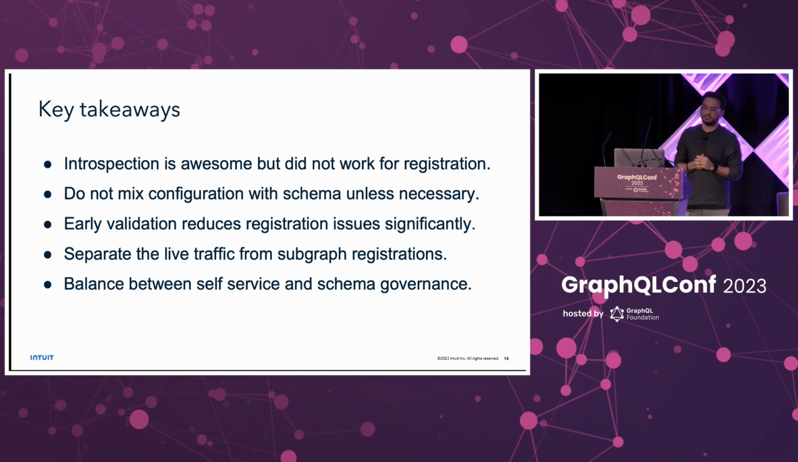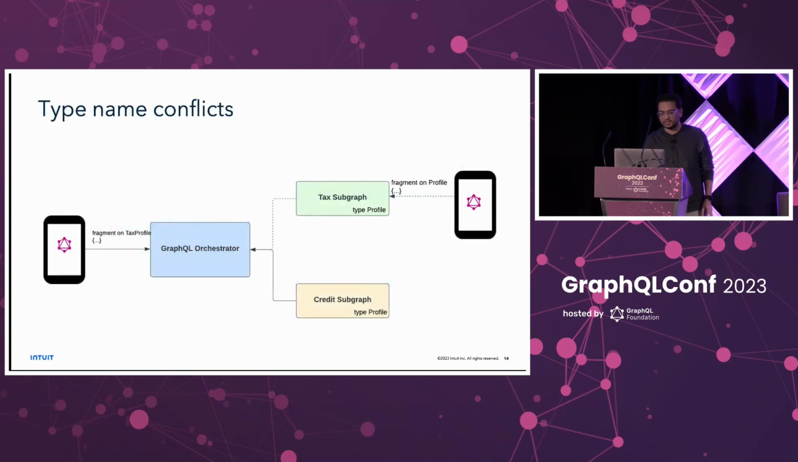The other thing I want to point out is that there needs to be a balance between how long you go with self-service and how much schema governance you can do. One example I would like to share on this is type name conflicts. We didn't have a lot of schema conflicts. We went for self-service to start with, making sure that the subgraphs are able to develop individually and there's not a lot of blockers for the subgraphs.